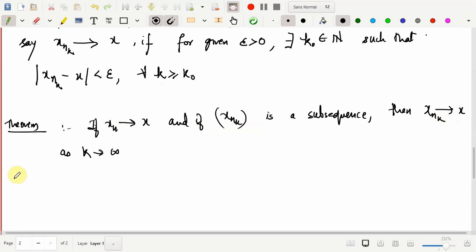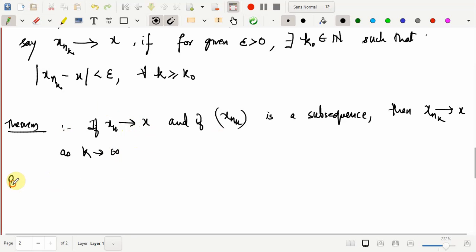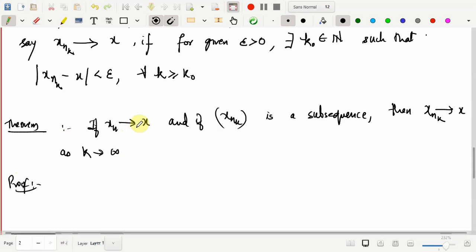Okay, so let's prove this. Just understand the definition of convergence of a subsequence, using the fact that x_n converges to x and the definition of x_n converging to x. We show that any subsequence also converges to x. So that answers my question. What we say is that any subsequence is convergent. Not only that, but it also converges to the same limit.